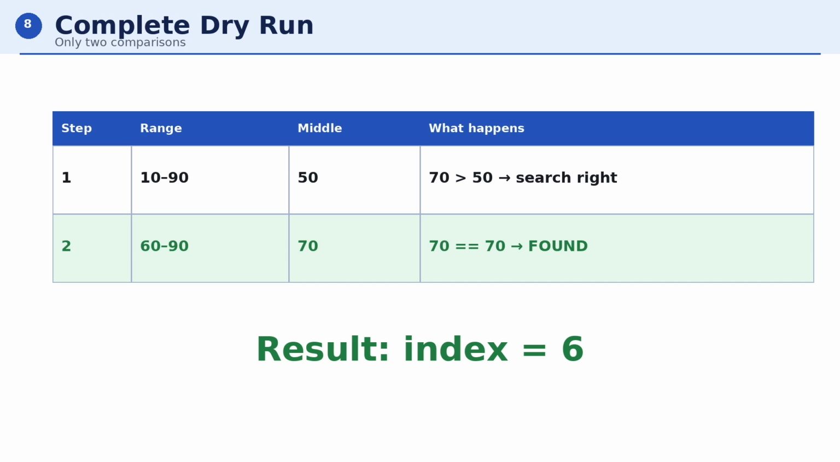We checked the middle again. This time we found 70. So, with just 2 comparisons, we found our target. That's the key idea behind binary search. We are not making the computer search harder. We are making the problem smaller.